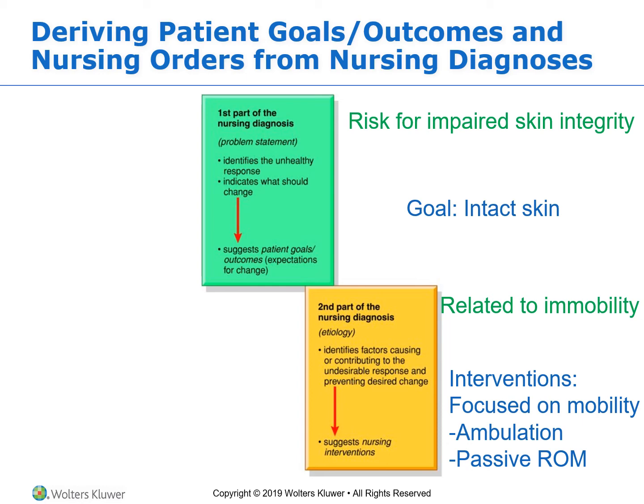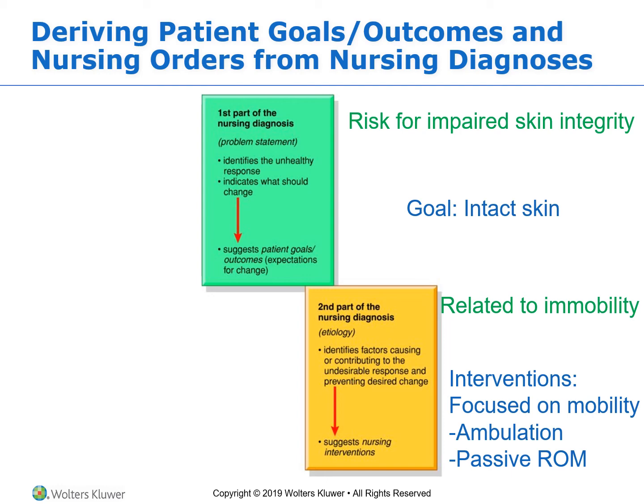And now we're going to talk a little bit about the nursing diagnosis itself. So the first part of the nursing diagnosis is the problem statement. This identifies the unhealthy response and indicates what should change. It also will help us suggest patient goals and outcomes and expectations for changes. So an example would be risk for impaired skin integrity with the goal of intact skin.